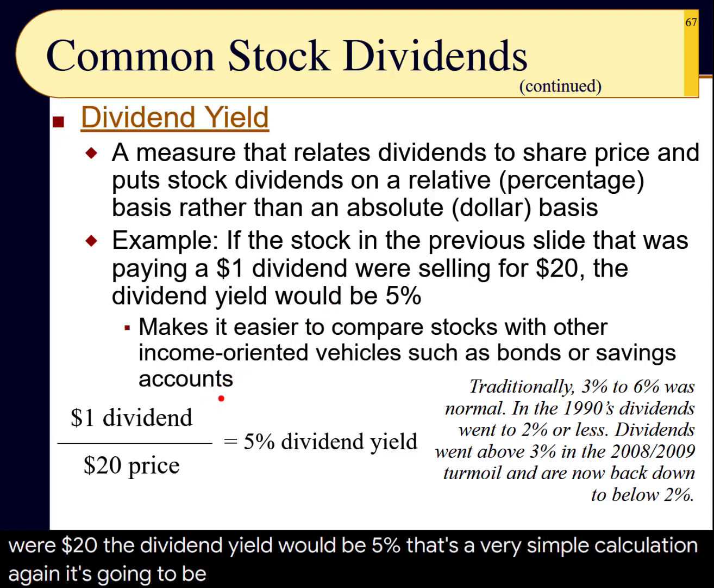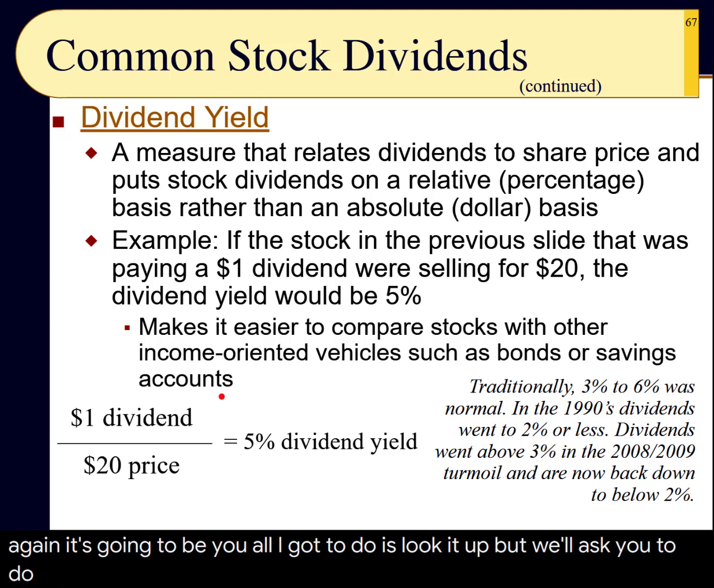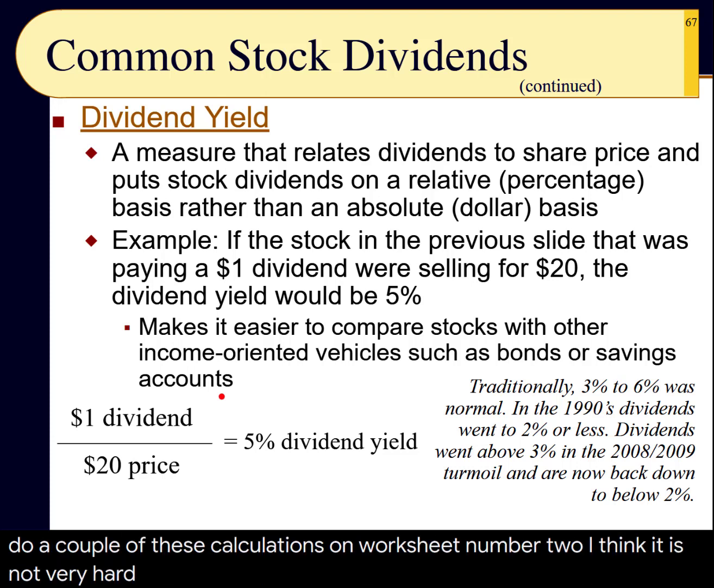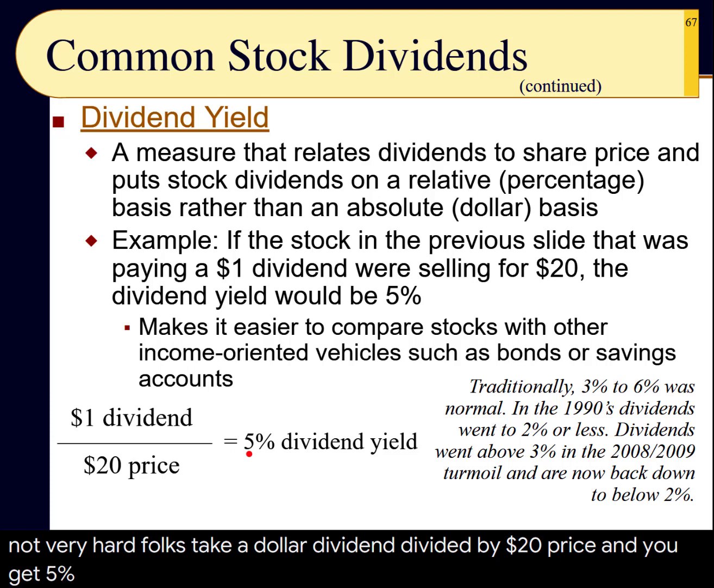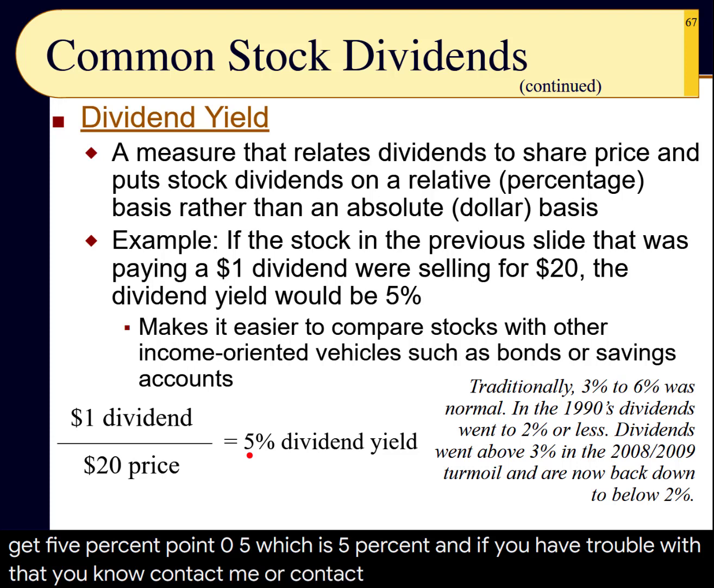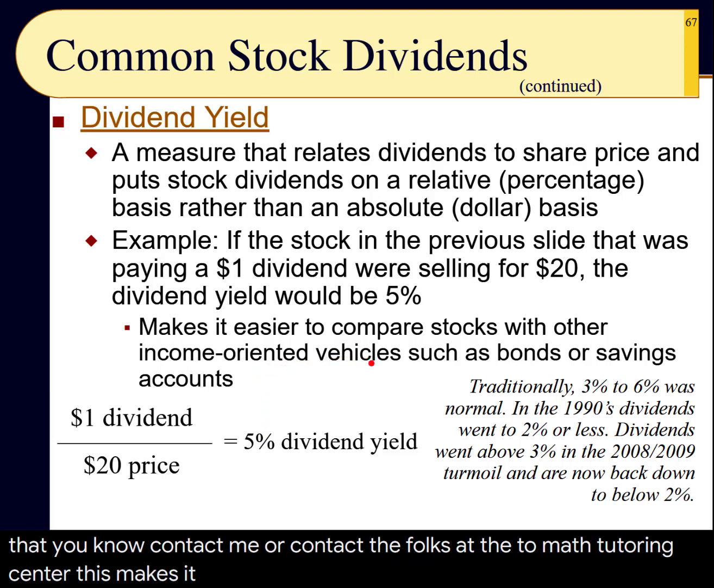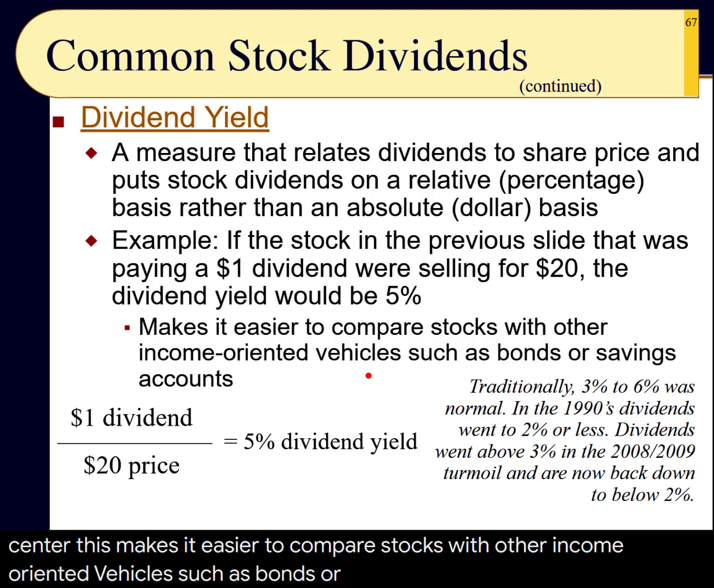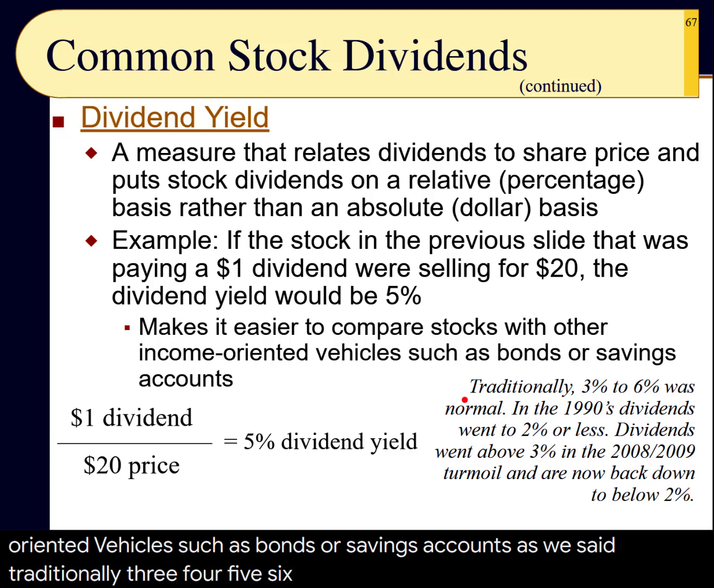And again, all you got to do is look it up. But we'll ask you to do a couple of these calculations on worksheet number 2, I think it is. Not very hard, folks. Take a dollar dividend divided by a $20 price, and you get 0.05, which is 5%. And if you have trouble with that, contact me or contact the folks at the Math Tutoring Center. This makes it easier to compare stocks with other income-oriented vehicles such as bonds or savings accounts. As we said, traditionally 3, 4, 5, 6 was considered normal.